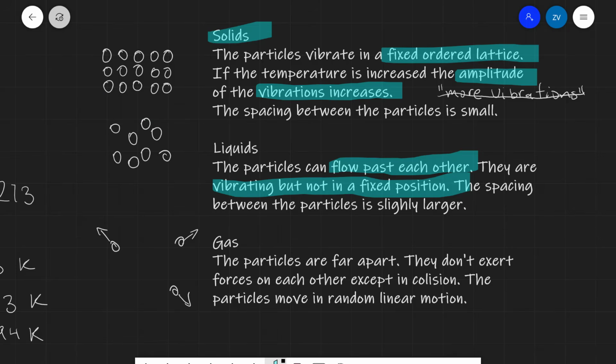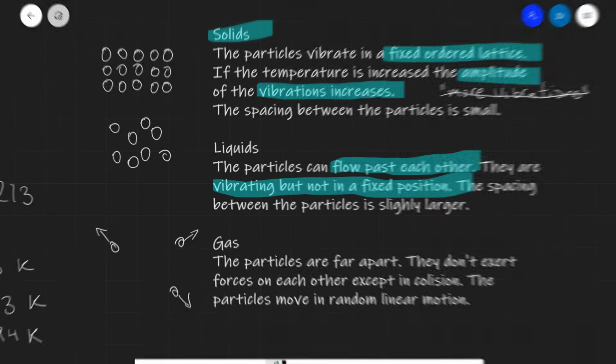Now in a gas, the particles are very, very far apart. So the distance between the particles is very large. They're actually so far apart that they don't exert any forces on each other except in collision. So the particles also tend to move in a random linear motion that we're going to be investigating next.